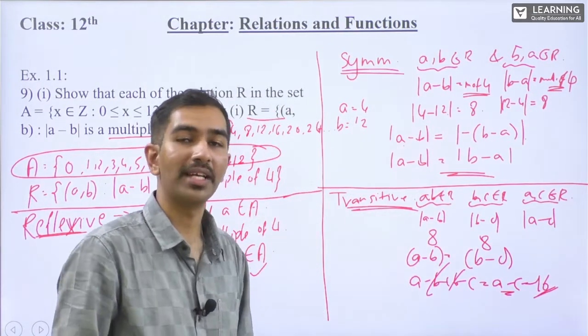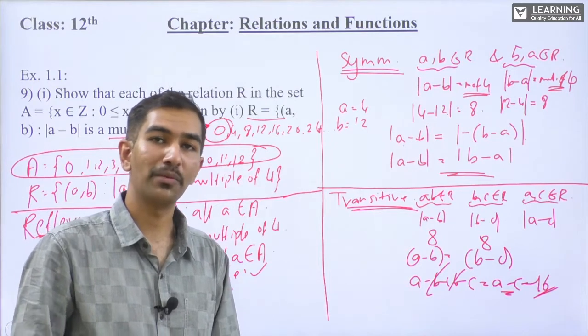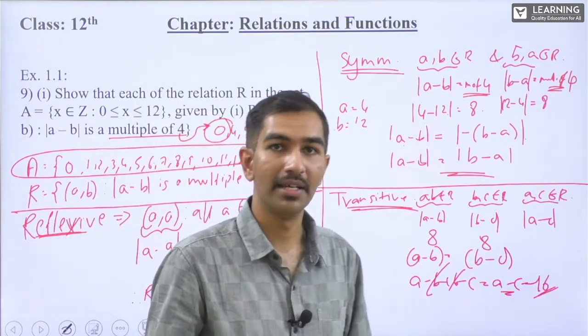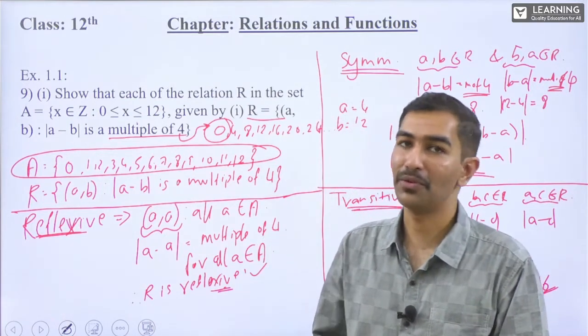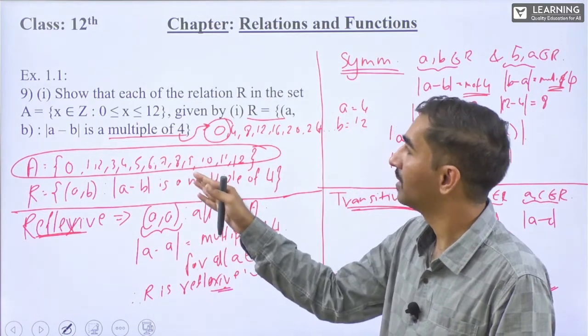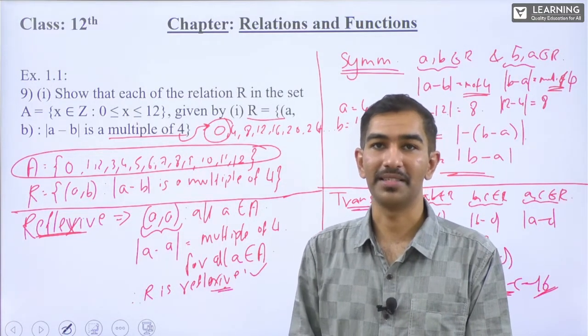So therefore what we can tell? We can tell that the relation is transitive as well. So the relation is satisfying three properties: reflexive, symmetric, as well as transitive. Or we can call this relation also as what? An equivalence relation. Moving on to the next question.